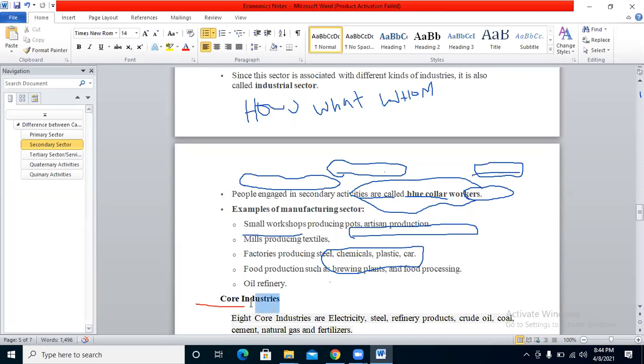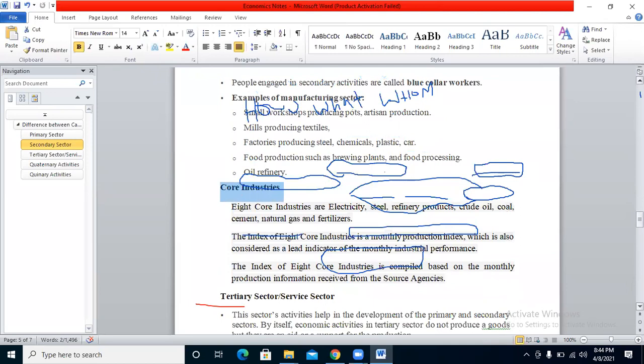And the next is core industries. Normally a question is asked to arrange the order of the core industries.